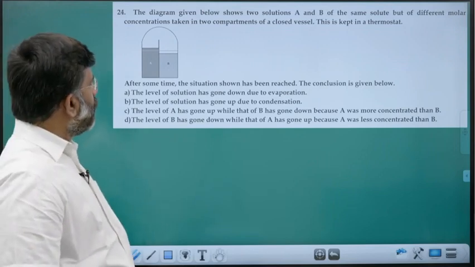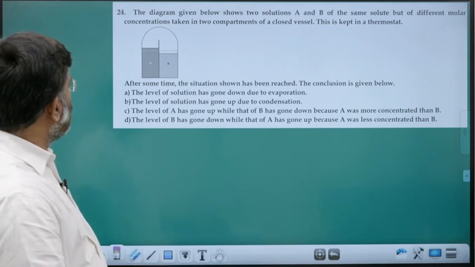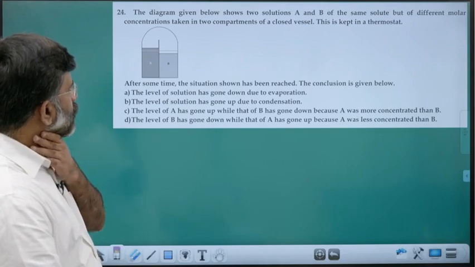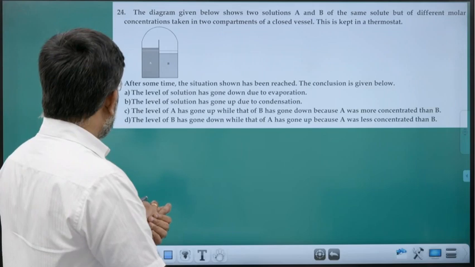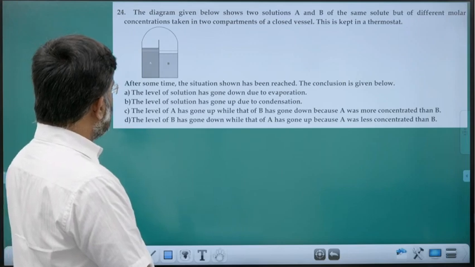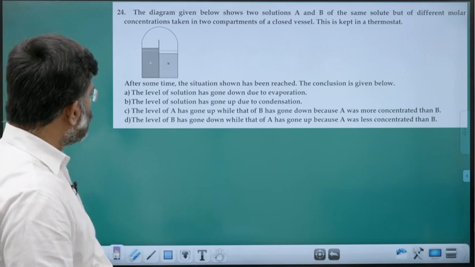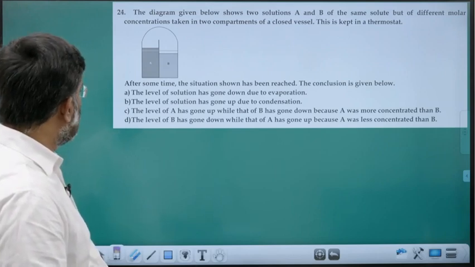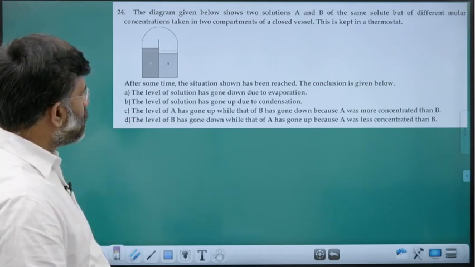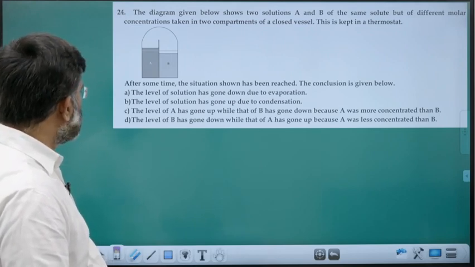The diagram given below shows two solutions A and B of the same solute but of different molar concentration taken in two compartments of a closed vessel. This is kept in a thermostat, means constant temperature. After some time the situation has been reached. The conclusions given below: the level of solution has gone down due to evaporation, not a clear statement; the level of solution has gone up due to condensation. The level of A has gone up while that of B has gone down because A was more concentrated than B. That is correct. Option C is correct.